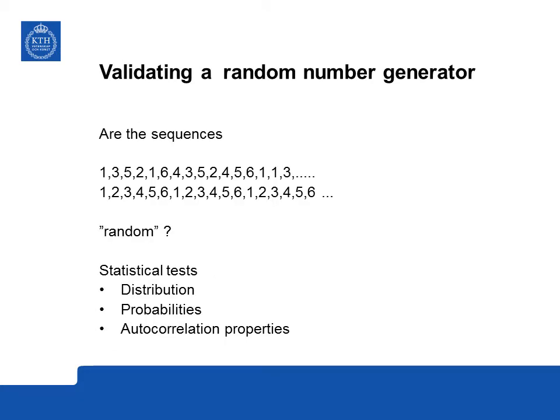So how do we validate a random number generator? I'll give you two examples of rolls of a pseudo-random dice. And the question is, are these sequences random? They contain the same number of ones, twos and threes, whereas the first one has a sort of random look, and the second sequence, 1, 2, 3, 4, 5, 6, is just in order. But are these, in a statistical sense, random?